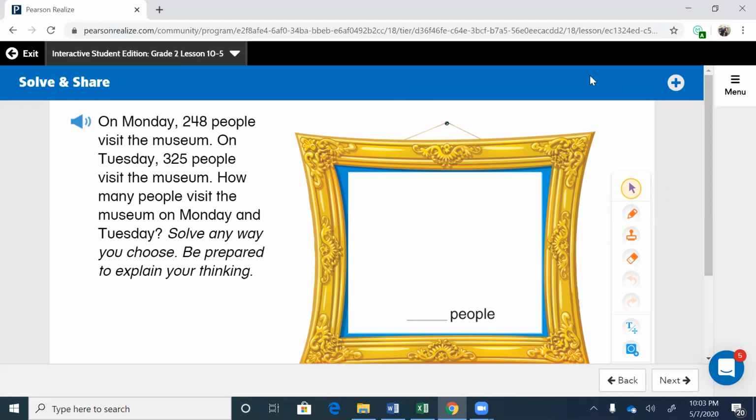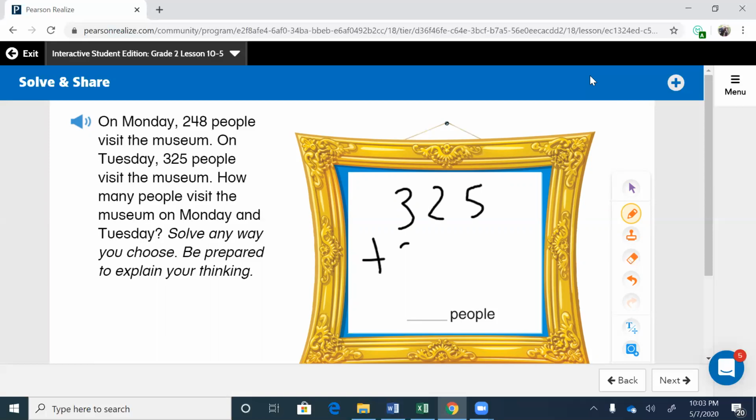Okay, so they didn't use the keyword "in all," did they? "In all" signals us to use addition. But it's asking how many people visited the museum on Monday and Tuesday. Now, it says solve any way you choose. So I noticed there's not a lot of room in here, and I could draw the place value blocks, but I'm not going to because we're going to be doing that in the lesson. So I'm going to show you the old school.